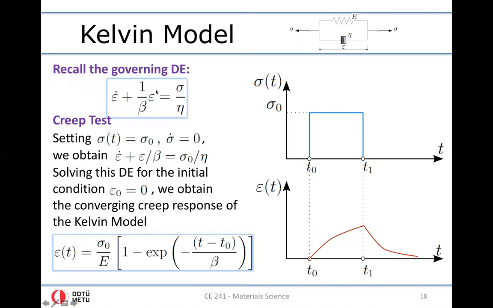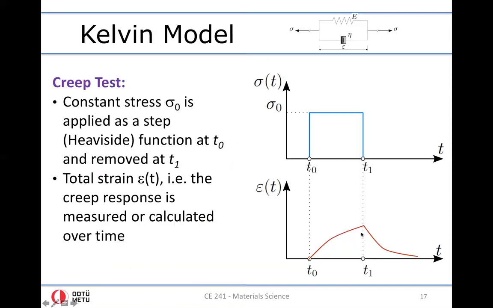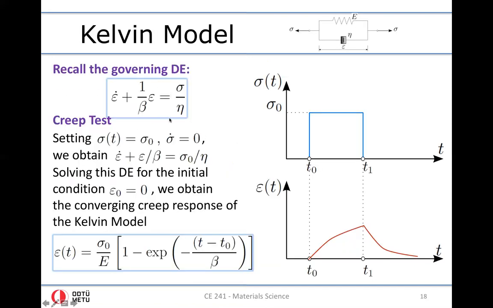So mathematically, you can start with the governing differential equation that we had derived here and substitute for sigma 0, which is the stress value at t somewhere between t0 and t1. And the rate of the strain is 0, and that doesn't appear here anyways. So this differential equation becomes essentially this. And when you solve this differential equation for the initial value of the epsilon, which is equal to 0.